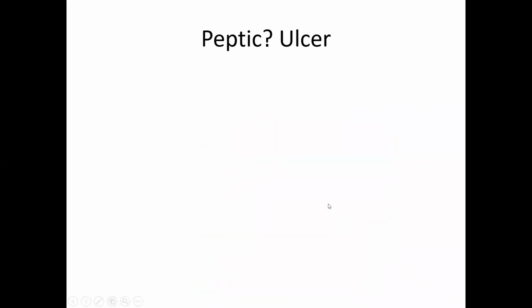We use the word ulceration of the stomach as peptic ulcer, but remember, it is not the pepsinogen which causes the ulcer. It's not the pepsin which causes the ulcer. It is the acid, hydrochloric acid, which causes the ulcer. So the term should have been correctly called acid ulcer. Unfortunately, it's called peptic ulcer. Peptic ulcer can affect the stomach or it can affect the duodenum.